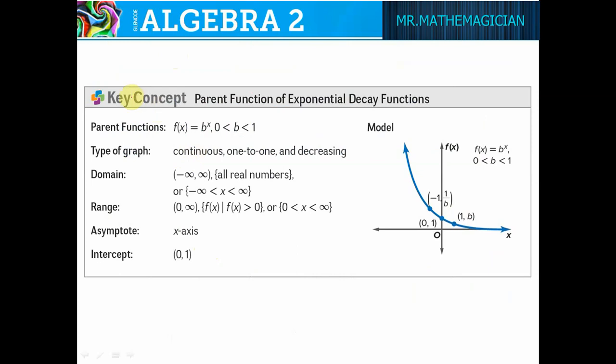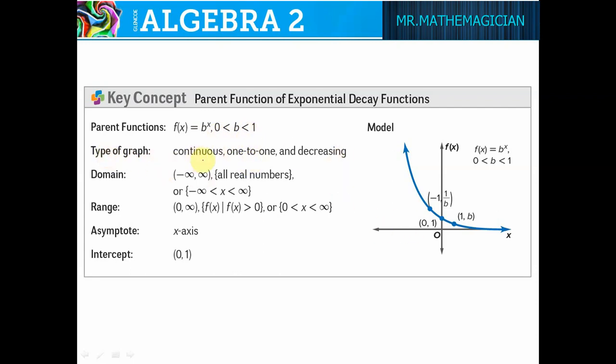Now, the exponential decay function. The parent function also is f of x equal b to the power of x, but in this case b is from 0 to 1, means b is a fraction like half, third, or a decimal like 0.1, 0.2, 0.9, 0.15. The value should be between 0 and 1.